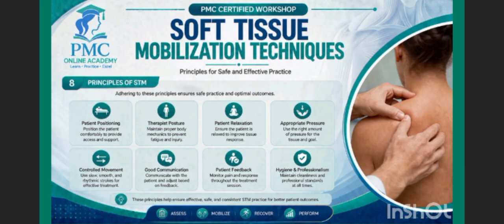Seventh is continuous reassessment. Assessment doesn't stop after you begin treatment. After each technique, reassess the patient. What do you check? You should check, has the pain reduced? Has the range of motion improved? Does the tissue feel less restricted? Can the patient move more comfortably? This tells you whether your treatment is working or not.